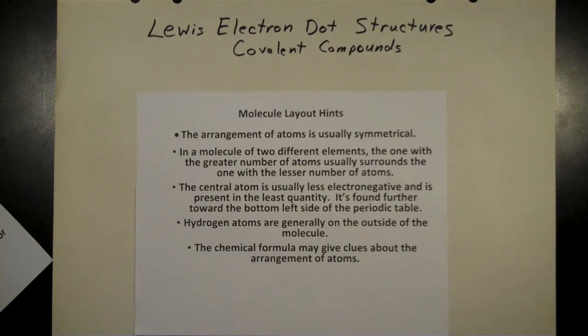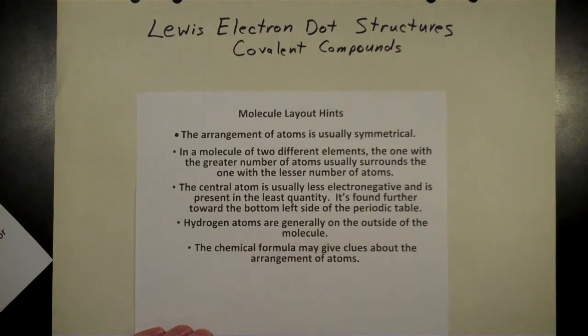The central atom is usually less electronegative, which means it's usually more to the left and farther down in the periodic table. So the way to think of it is the farther away from fluorine you are, the less electronegative it will be, the more likely that's going to be your center atom. So the farther from fluorine, the more likely it is your center atom.